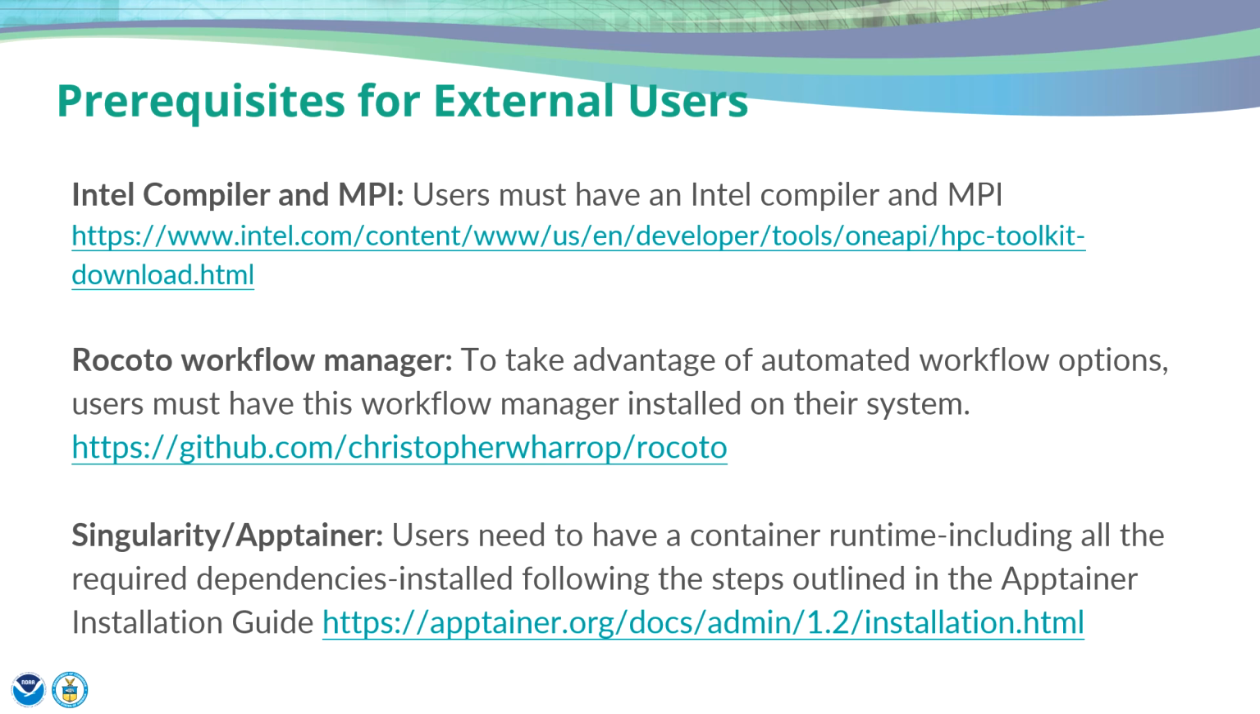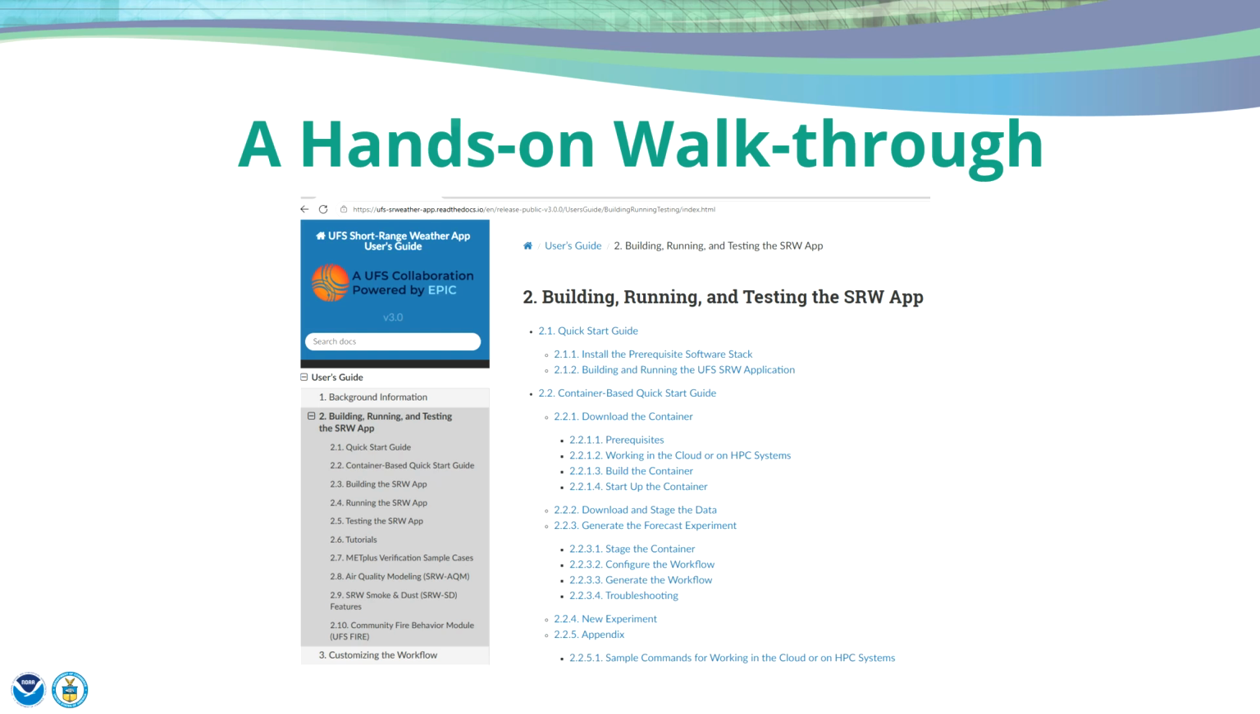All users must have an Intel compiler and an MPI. MPI is the message passing interface, which is an open source and standard for parallel programming. And the locations to download these are also provided here. Users also need to download the Rocoto Workflow Manager provided here. Users need to download the Workflow Manager to take advantage of the automated workflow options, and they also need to download the Singularity or Apptainer container runtime.